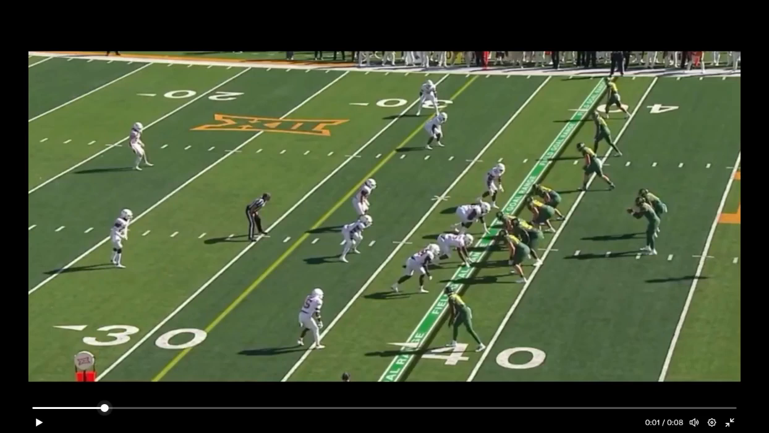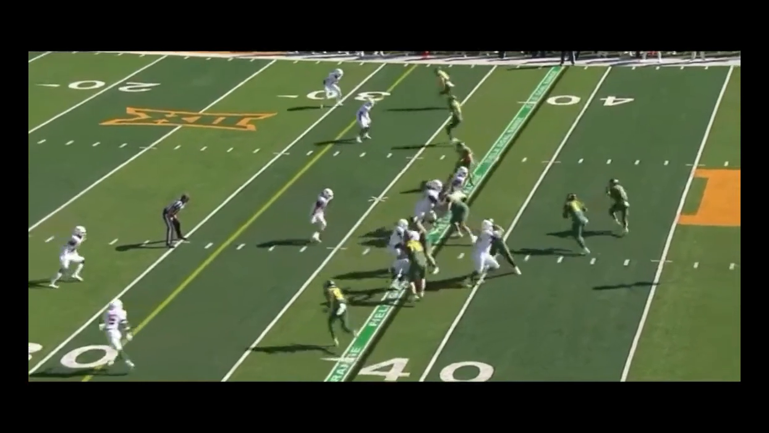All right, so the play we're going to be looking at today is called freeze option. This play is a variation on speed option, but there are some important differences that we're going to talk about today. The first thing you're going to notice if you see this play run is that the backfield action is very unique. So let's go ahead and watch the backfield here.